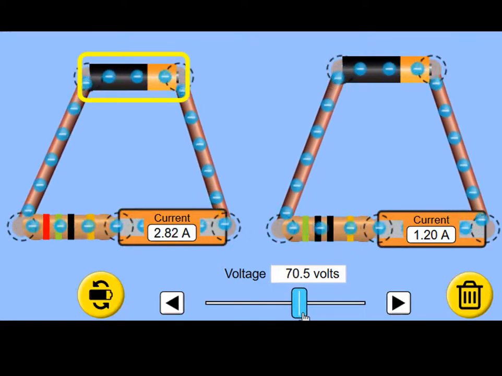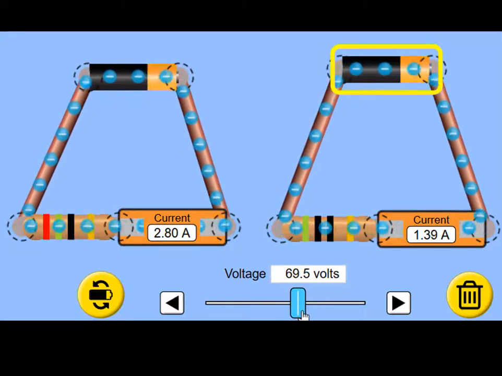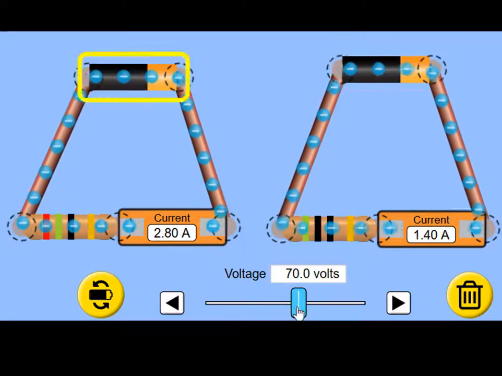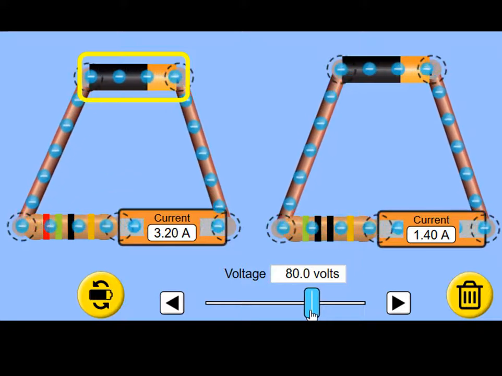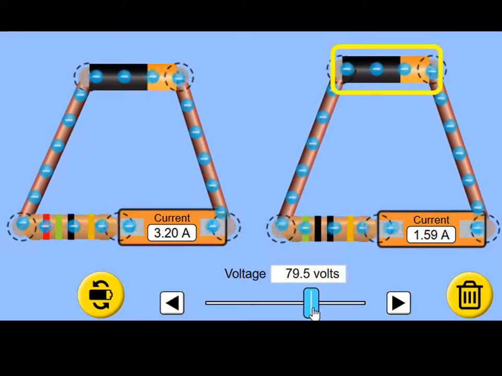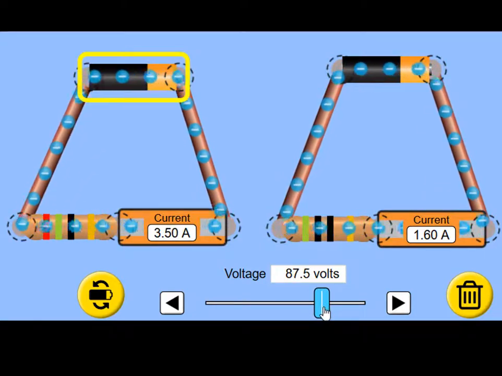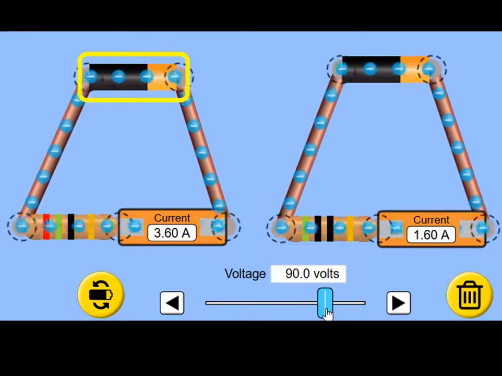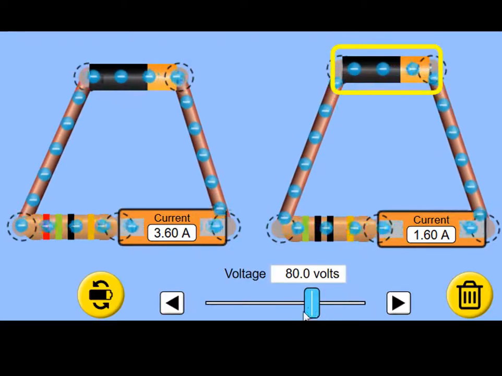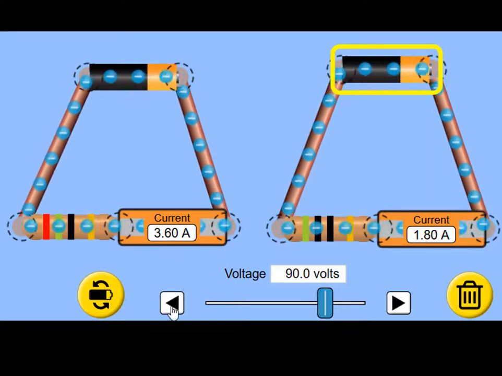Let's increase them both to 70 volts now. For the first circuit, that gives a reading of 2,8 amperes. We increase the second to 70 volts as well, 1,4 amperes. First circuit, we increase to 80 volts, 3,2 amperes. Second circuit increased to 80 volts, 1,6 amperes. First circuit increased to 90 volts, 3,6 amperes. Can you predict what the second circuit will give? At 90 volts, we get 1,8 amperes.